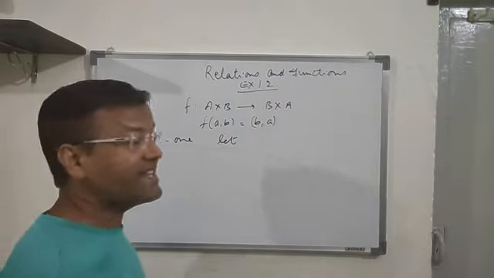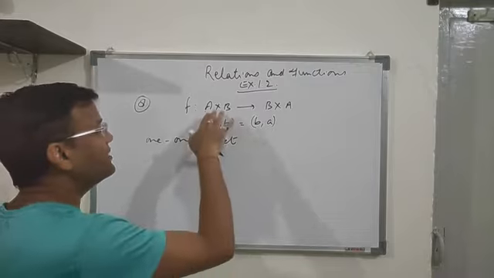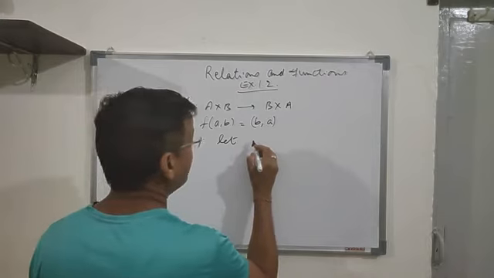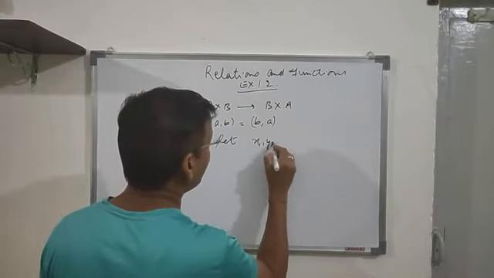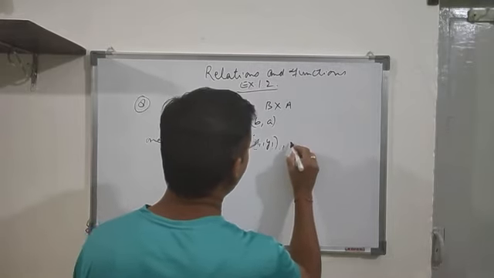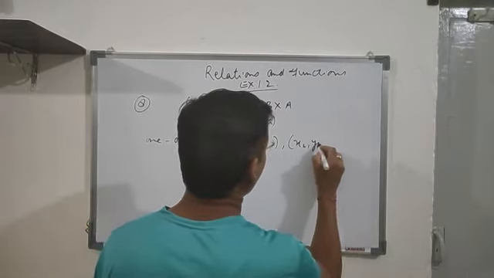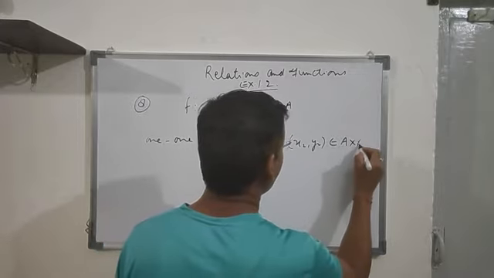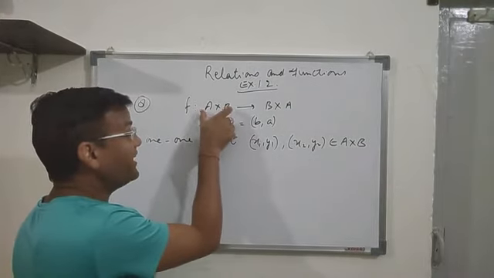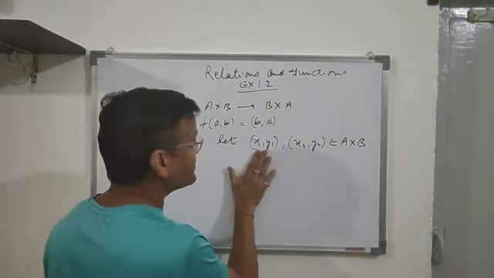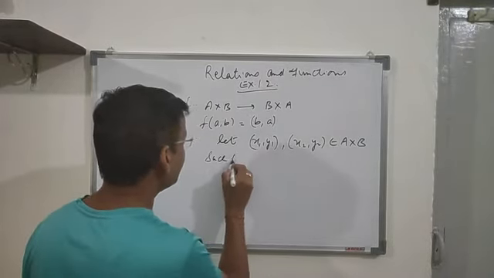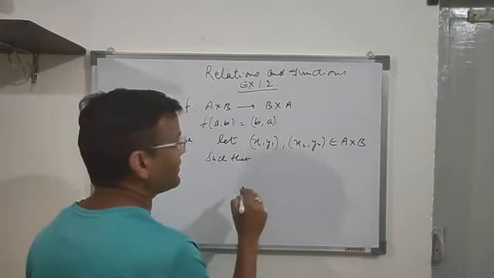I am following the same procedure. I am taking any 2 elements from the domain, in terms of ordered pairs. So let me take 2 elements, x1 comma y1 and x2 comma y2, belonging to A cross B. That's very important to understand, because I have to take the element from this. So the elements of this will be in terms of ordered pairs. So this is one element, this is another element of the set A cross B, such that their functional values are equal.